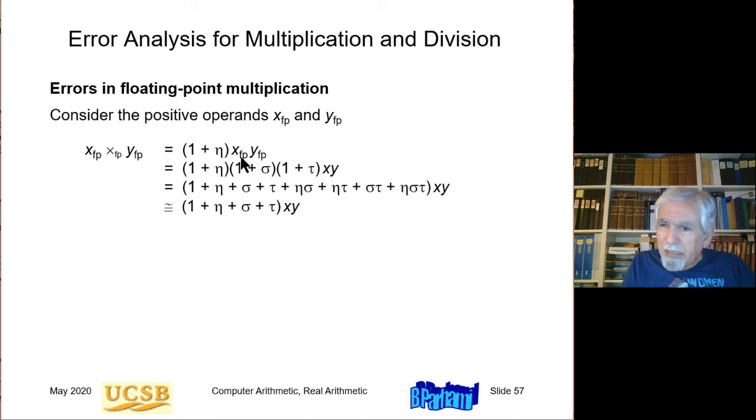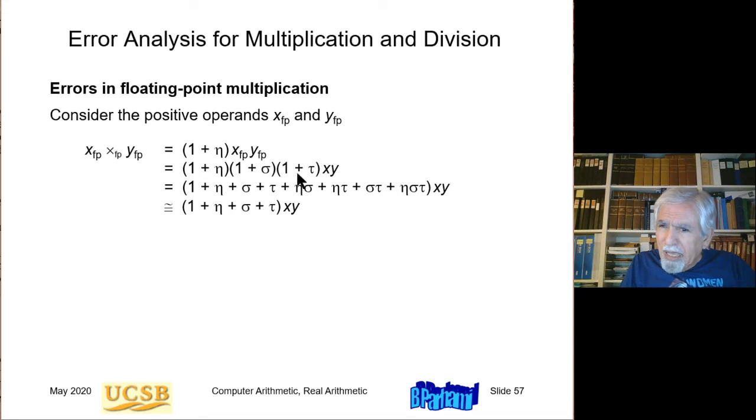Okay, on the other hand, XFP is itself an inexact representation of x. Let's say XFP is 1 plus sigma times x, and YFP is 1 plus tau times y. So sigma and tau are representation errors, and eta is arithmetic error in multiplication.